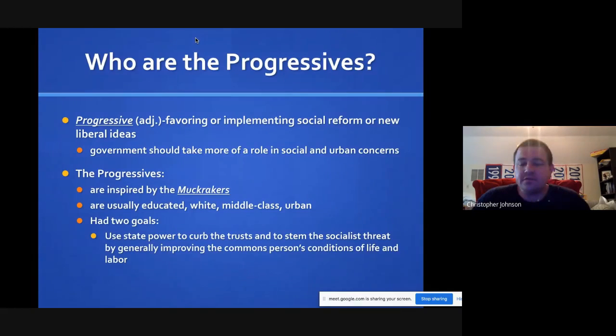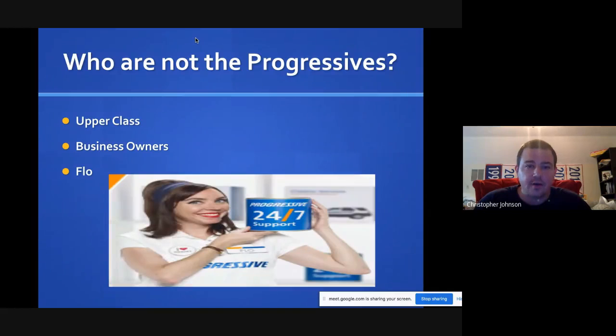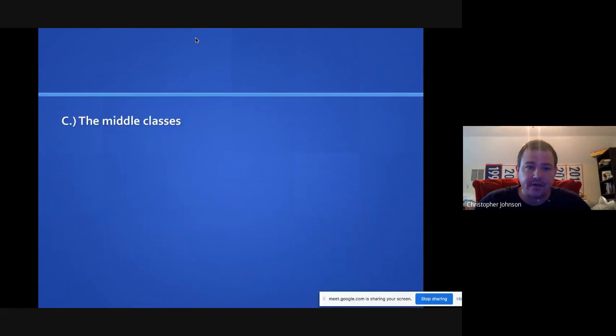So a progressive was somebody that wanted new social reforms and wanted new ideas in the country. Progressives were usually inspired by muckrakers. They were usually white middle-class people, and what happens is they have a little more time on their hands because they're taking white-collar jobs. They're not working nine to nine, twelve days, seven days a week. They actually got a little bit of time to do some work. Progressives are not the business class and the upper class either.